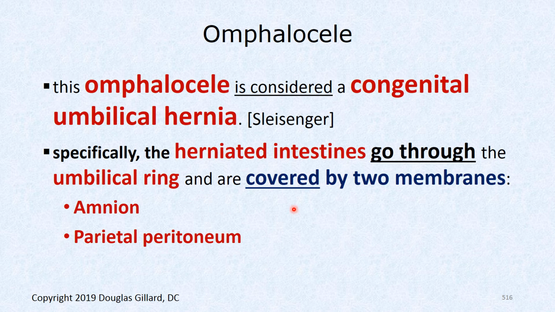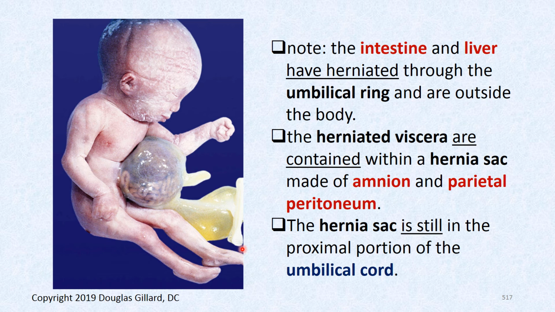Good board question. What covers an omphalocele? The amnion that we've already talked about, of the amniotic cavity, and then the parietal peritoneum. The intestines would have visceral peritoneum around them. So I'm sure the question on the boards would just say something like amnion and peritoneum, or peritoneum.